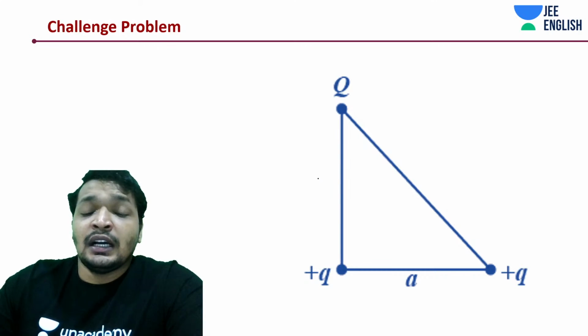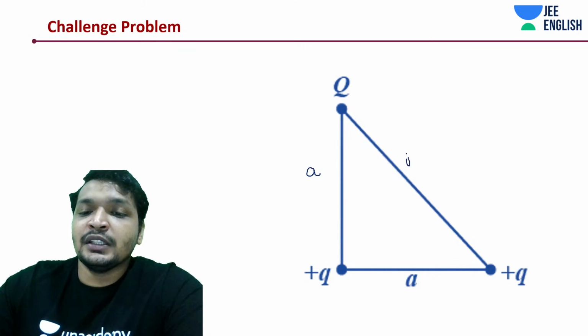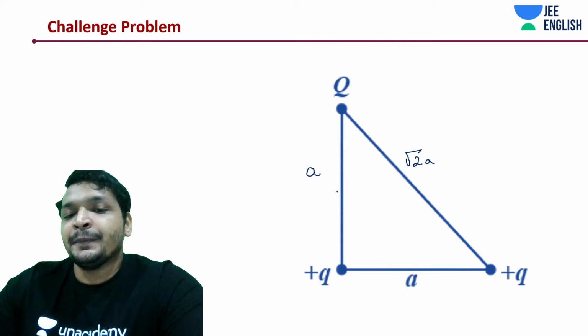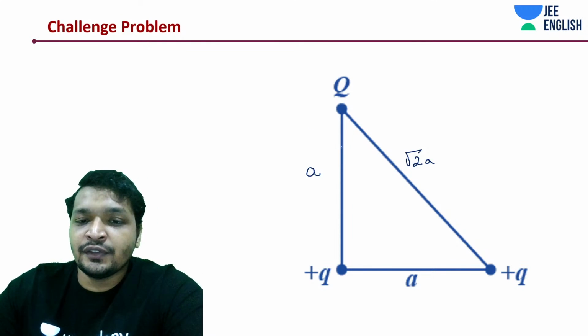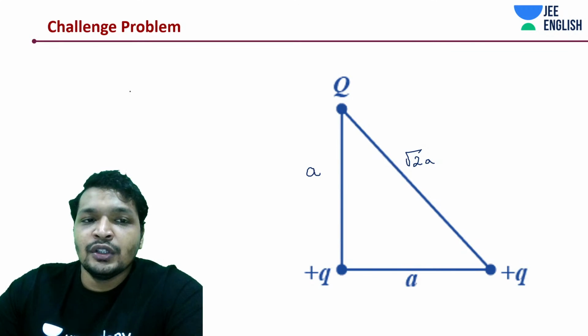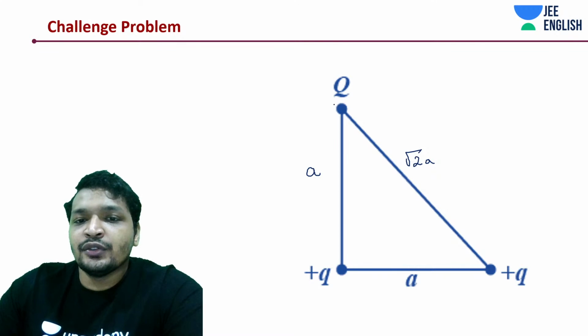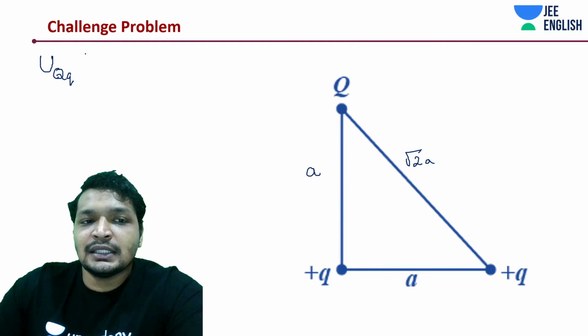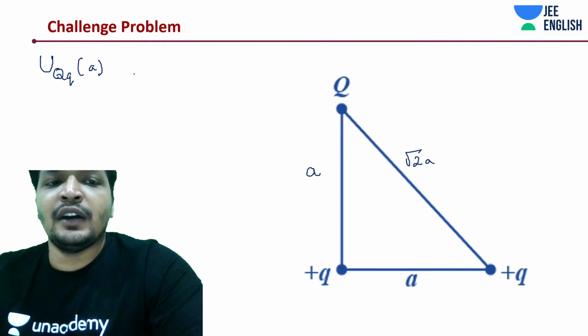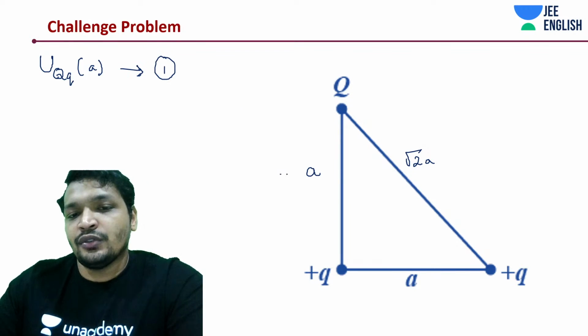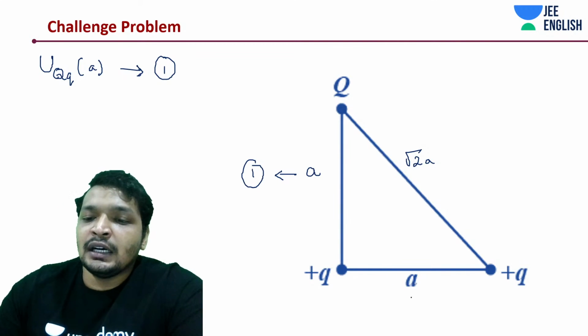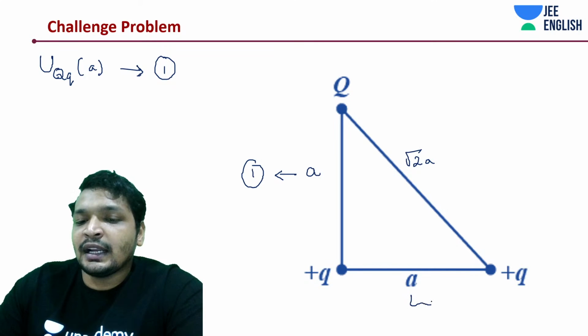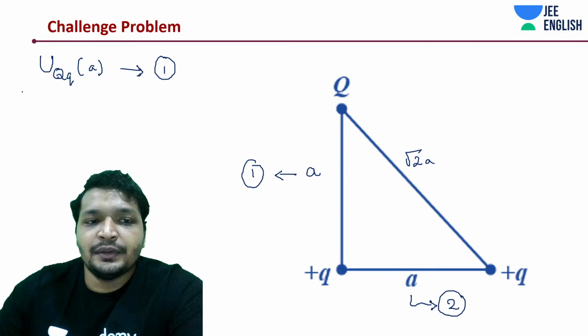All right, let's move on to this. First of all, this is an isosceles triangle. This would be A, this would be A, this would be how much? This would be root 2A, under root of A square plus A square. Then you are going to define the potential energy of the system. One would be due to the charge Q and plus Q, which are placed at a distance A. This is the first one, due to this side. And then you have the plus Q and plus Q, which due to their interaction have a potential energy. Let's call this U1 and this U2, which is due to plus Q and plus Q placed at a distance A.